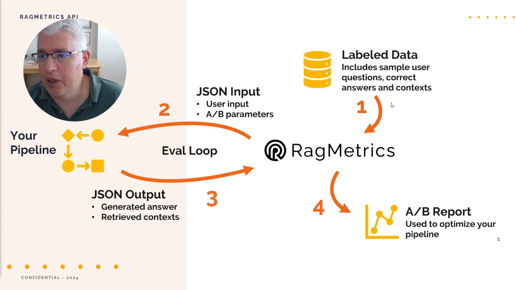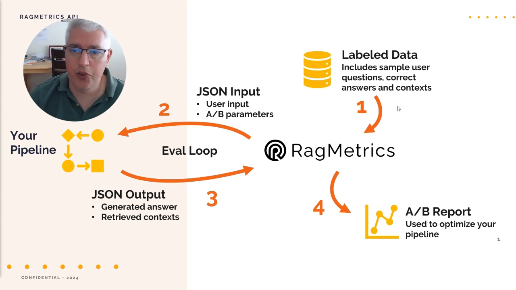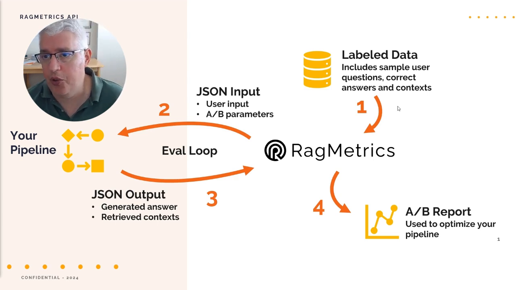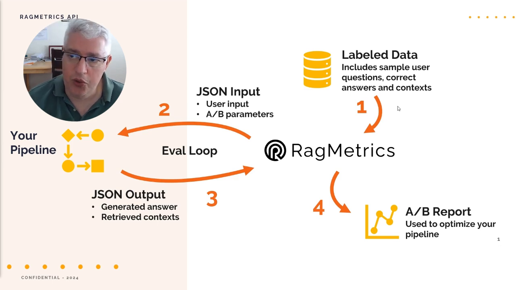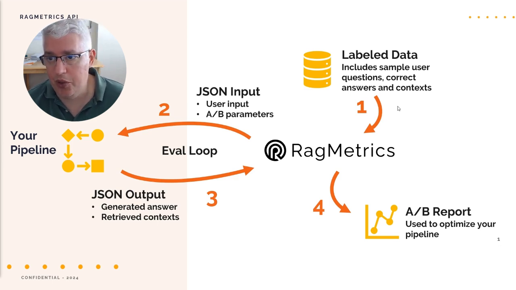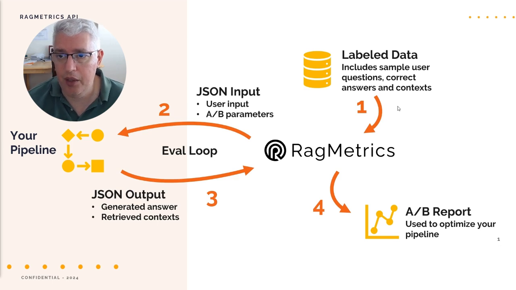The label dataset includes some sample inputs or user questions that you might expect for your conversational AI bot. It will also include the correct answers that you would like the system to deliver and some correct contexts or sources. And we're going to take those one by one and feed them into your pipeline through our API.